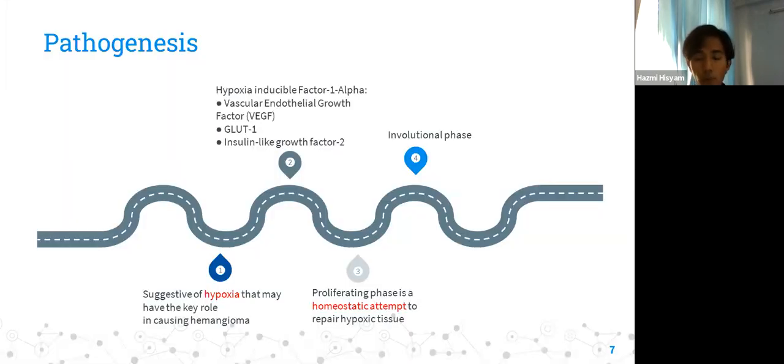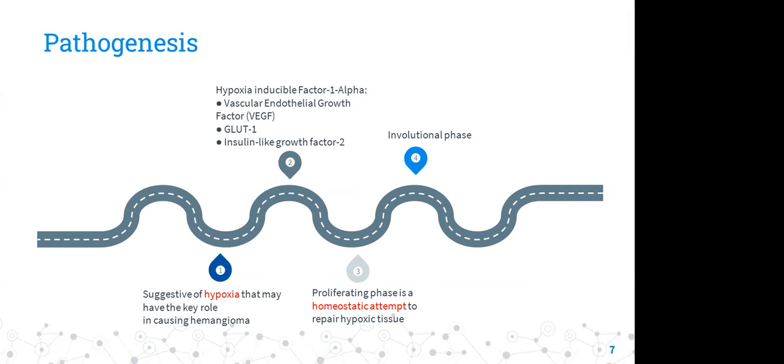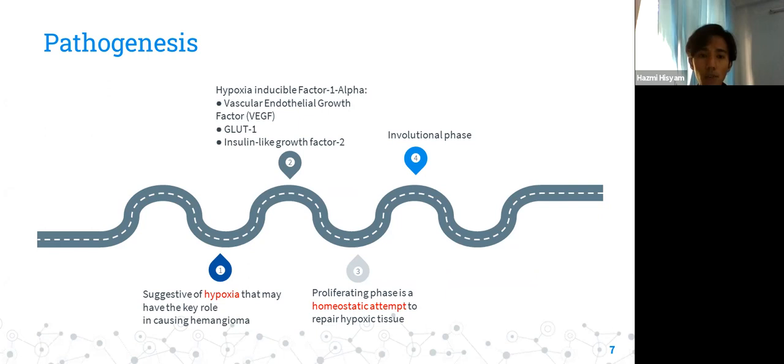So now we will look at a very important point, which is the pathogenesis of hemangioma. So there is no certain direct cause of hemangioma, but according to theory, there is one established theory that is suggestive of hypoxia that may have the key role in causing hemangioma. So when hypoxia occurs, the body will release hypoxia-inducible factor 1 alpha, and this factor will cause transcription of vascular endothelial growth factor, GLUT1, and also insulin-like growth factor 2.